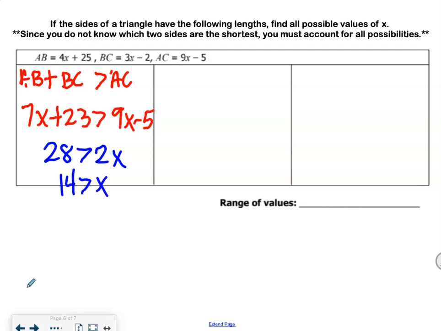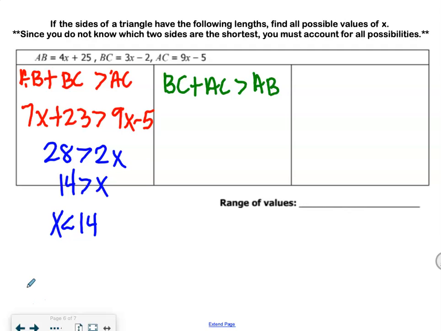Just because our brains typically say x first, I'm going to rewrite this as x is less than 14, because it just makes more sense to me. I just switched the order so the variable is first. Okay, so that's one possibility. Now we got to rearrange our letters. What if BC plus AC is greater than AB?